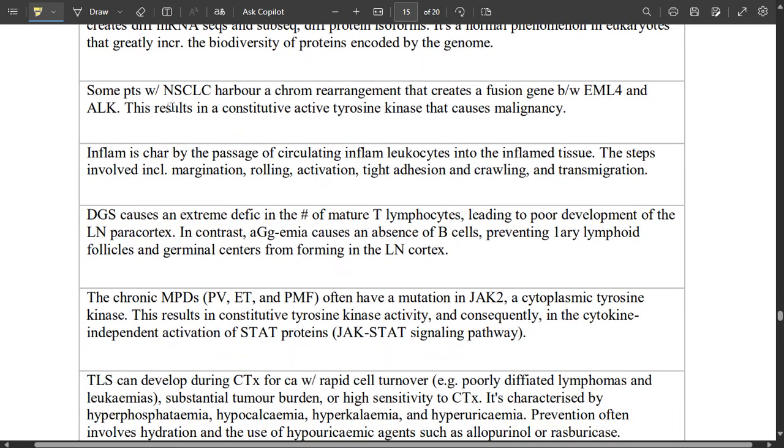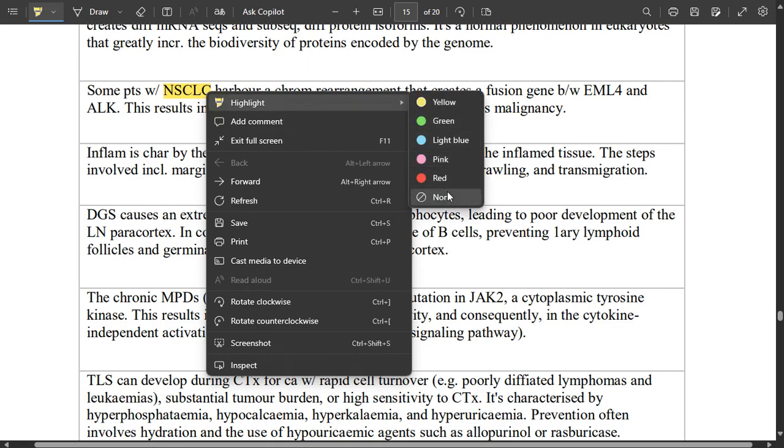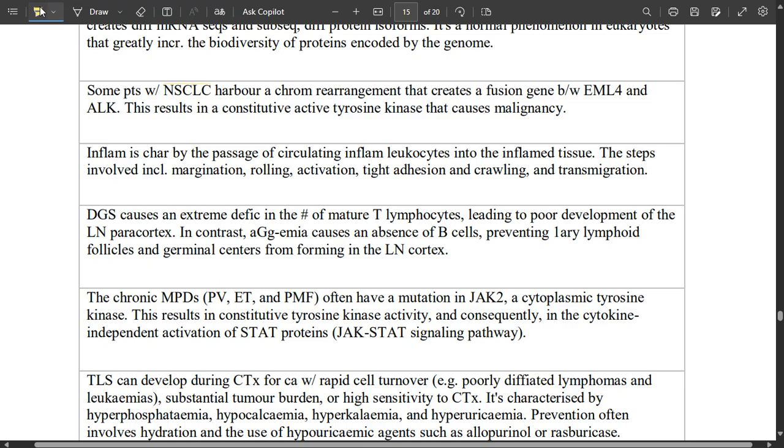All right. Some patients with NSCLC. So what is NSCLC? Non-small cell lung cancer. So some patients with non-small cell lung cancer harbor a chromosomal rearrangement that creates a fusion gene between EML4 and ALK. So the EML4-ALK fusion gene is formed in non-small cell lung cancer.